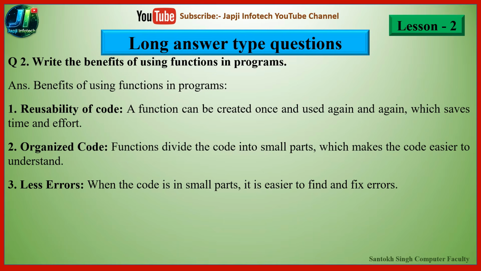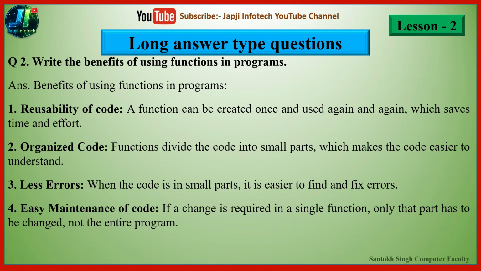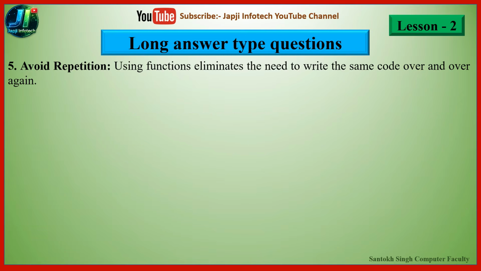Third one is fewer errors. When the code is in small parts, it is easier to find and fix errors. Fourth one is easy maintenance of code. If a change is required in a single function, only that part has to be changed, not the entire program. And the fifth one is avoiding repetition. Using functions eliminates the need to write the same code over and over again.